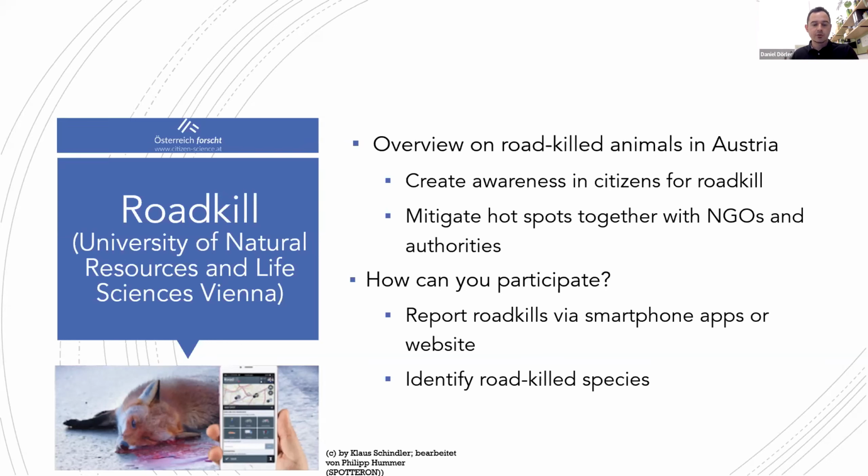You can upload a picture, so you can take a picture of the roadkill if it is possible and not dangerous to you or any other people on the road. Upload this picture, identify the roadkill species, give some additional information on the transportation mode you use, for example, and how often you are on this specific road section, and then it is already visible on an online map. And so far we have collected more than 20,000 roadkill reports in Austria since the starting of the project in 2014.